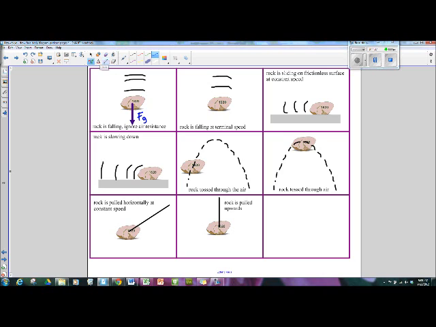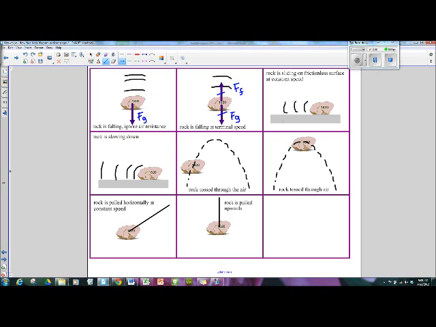Then in this one, it says rock is falling at terminal speed. That means, and you can see the lines are the same distance apart, that the air is slowing it down so that it's traveling at a constant speed, which means it will have zero acceleration. So these forces will be equal to each other. And this is Fg, and air resistance is a type of friction, so we can call that Ff.